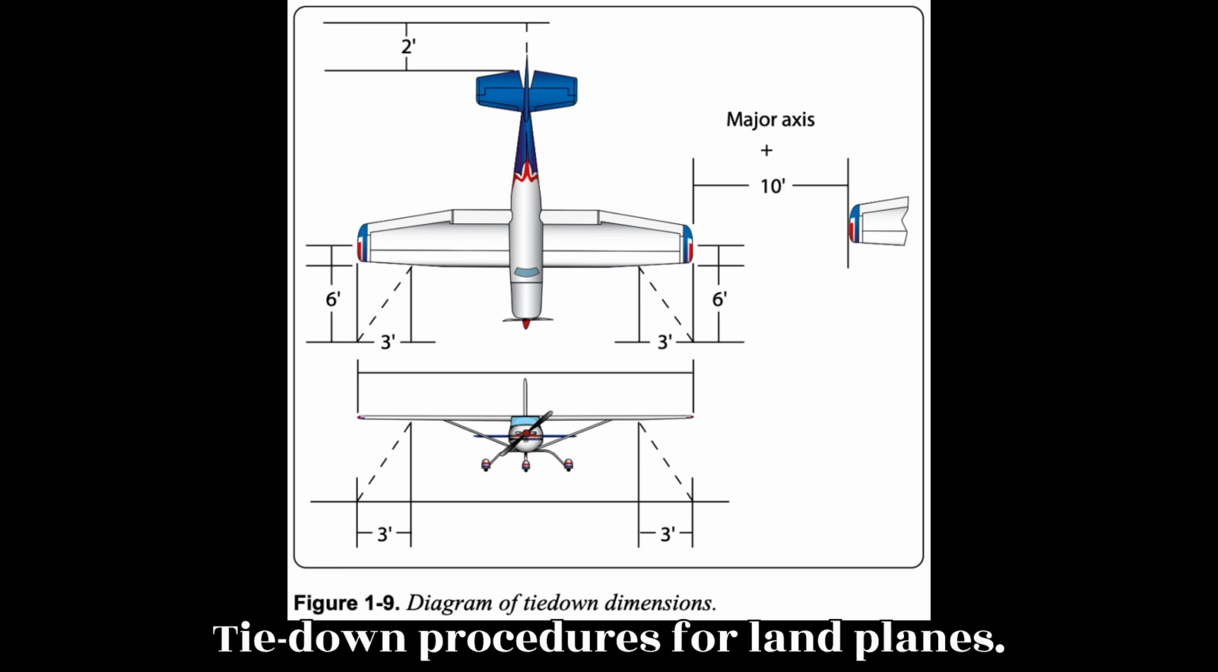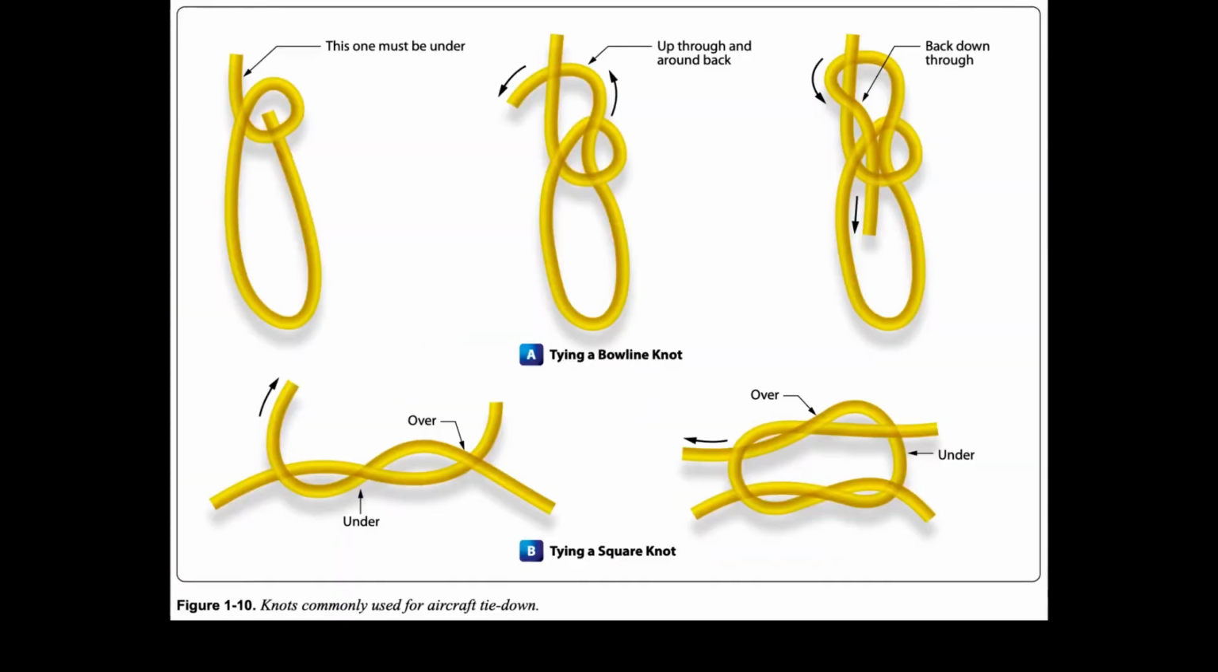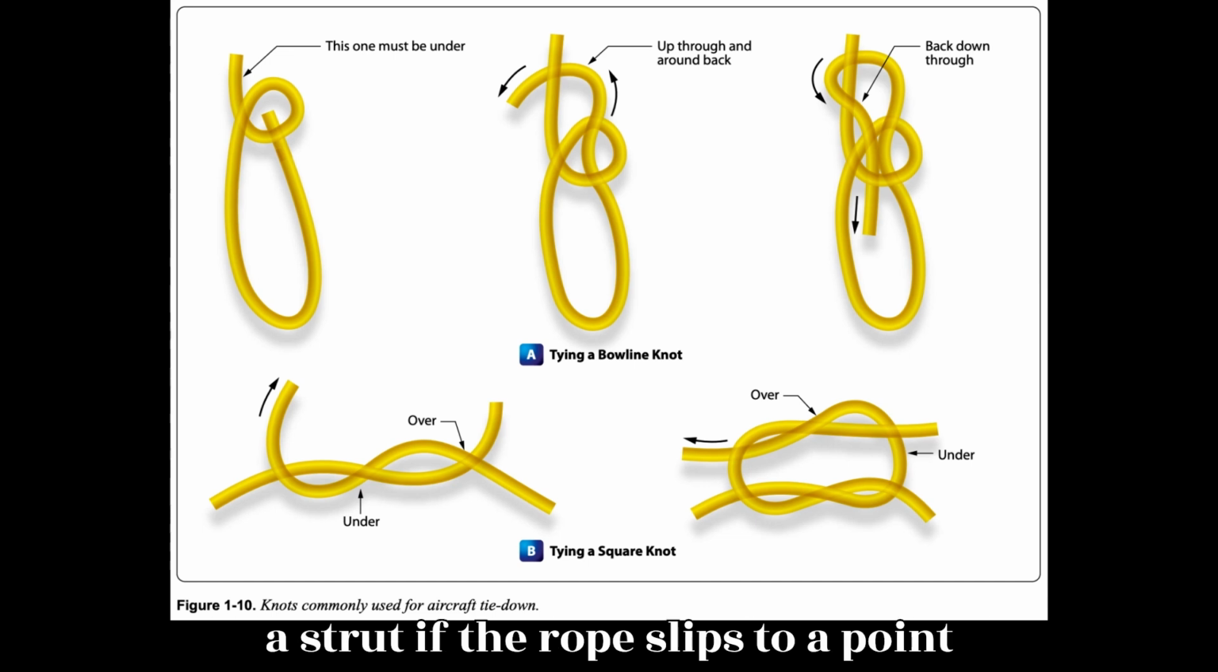Tie-down procedures for land planes. Securing light aircraft. Light aircraft are most often secured with ropes tied only at the aircraft tie-down rings provided for securing purposes. Rope is never to be tied to a lift strut, since this practice can bend a strut if the rope slips to a point where there is no slack.